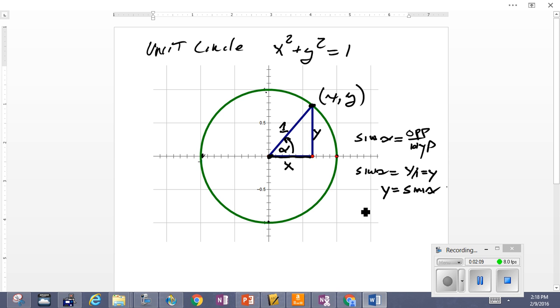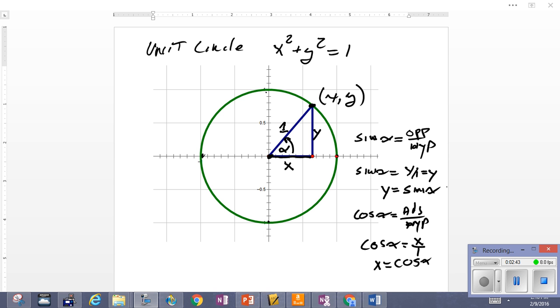The cosine of alpha, of course, is the adjacent over hypotenuse, which the cosine of alpha is synonymous with the x length over the hypotenuse, which is 1. So we have analogously that x is equal to the cosine of alpha, and y is equal to the sine of alpha.